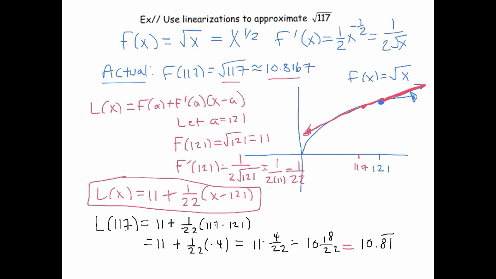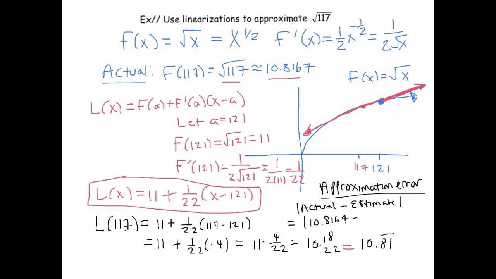So if we wanted to quantify how good the approximation was, we'll do the approximation error here. I call that the actual minus the estimate, which would be the absolute value of 10.8167 minus, we'll use 10.8182, and that's about equal to 0.0015. So that's less than a tenth. So we're within a tenth of the true value by using the linearization.